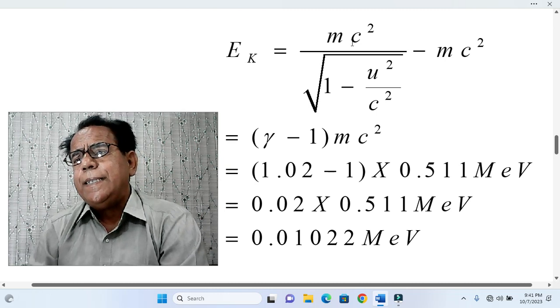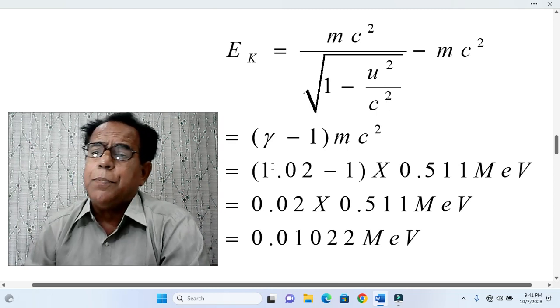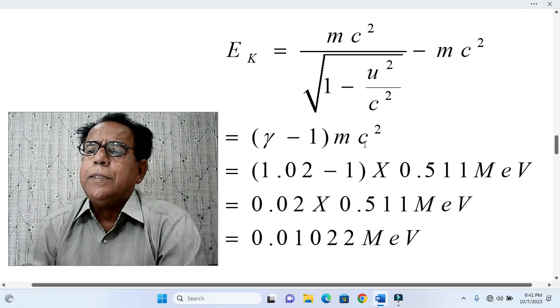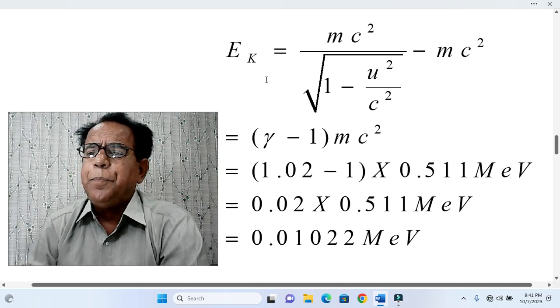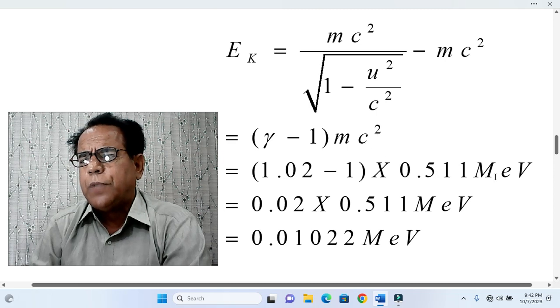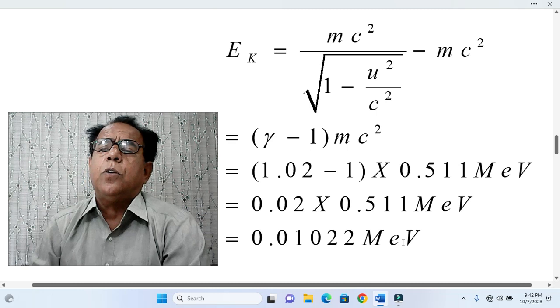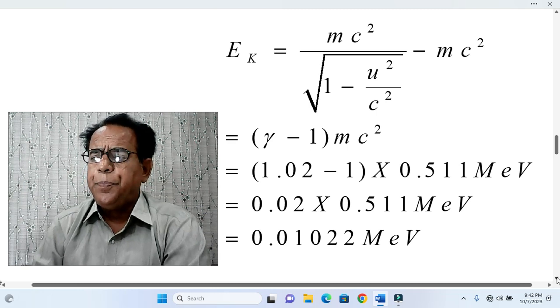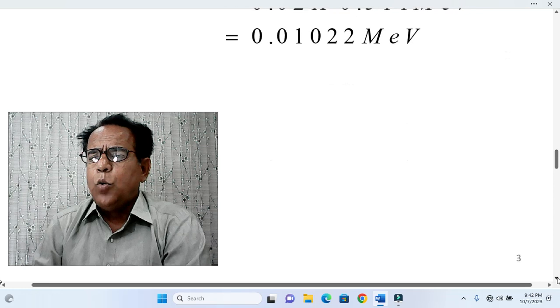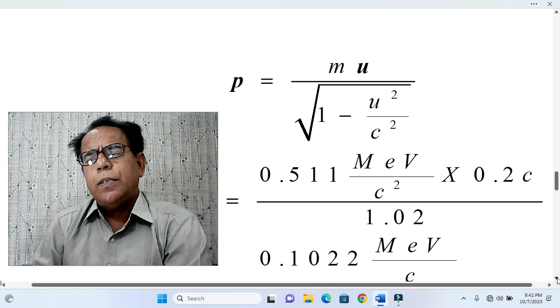Kinetic energy Ek is equal to mc square over the square root of 1 minus u square over c square, minus mc square. It becomes alternatively equal to gamma minus 1 times mc square. We have found the value of gamma in the first step of this problem, which is 1.02, minus 1, into this value given in the statement, 0.511, and hence kinetic energy finally becomes equal to 0.01022 million electron volt. Okay, kinetic energy. Now we have not used another method, that is enough.